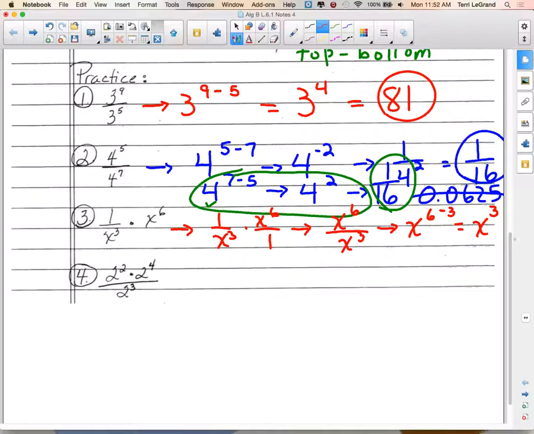Can we evaluate? No, x cubed is going to have to stay x cubed, because we don't know what x is. We don't know what to cube. So we're going to have to leave it x cubed. Okay, you go ahead and try the last one on your own. I would suggest you do the multiplying first, then the dividing.